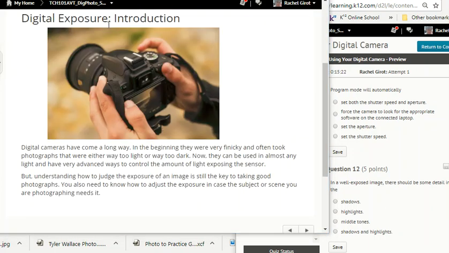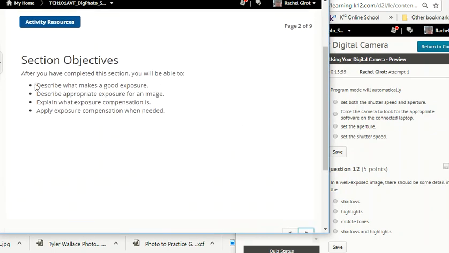Digital exposure. Introduction. Digital cameras have come a long way. In the beginning, they were very finicky and often took photographs that were either way too light or way too dark. Now they can be used in almost any light and have very advanced ways to control the amount of light exposing the sensor. But understanding how to judge the exposure of an image is still the key to taking good photographs. You also need to know how to adjust the exposure in case the subject or scene you are photographing needs it.